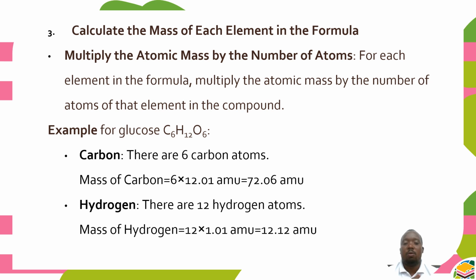So now we know that the mass for carbon is 72.06 AMU. The mass for hydrogen is 12.12 AMU. We are not ending there because there's oxygen as well. So we have only calculated for carbon and hydrogen. What about oxygen?